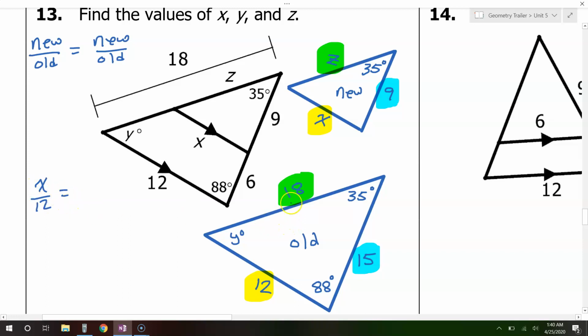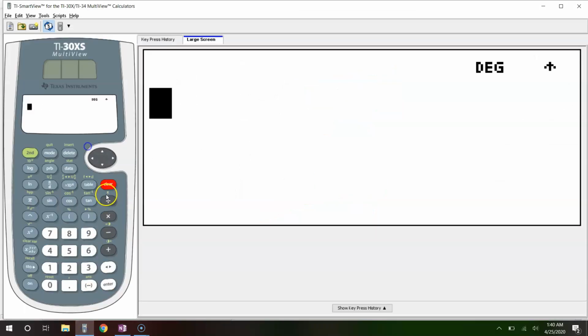All right, now I don't want to do the greens next because that would introduce another variable. Let's do the blues. New over old, that's going to be 9 over 15. Now I recommend reducing these. I notice that both of these are divisible by 3. So that means x over 12 is going to equal 3 over 5. If you have any trouble with reducing, don't forget that your calculator will do this for you.